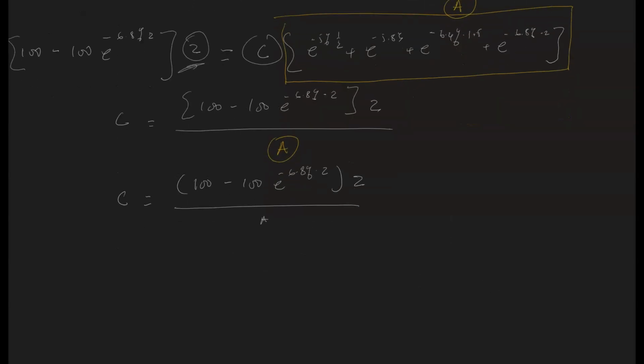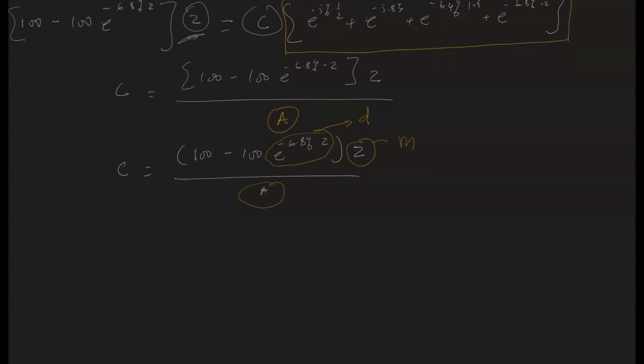So what do we have? In this scenario, we call this term D, we call that M, and we call this A. So our coupon is going to be equal to 100 minus 100 multiplied by D, and we know what D is, multiplied by M, we know what M is, divided by A. And that's the formula that you should be using.